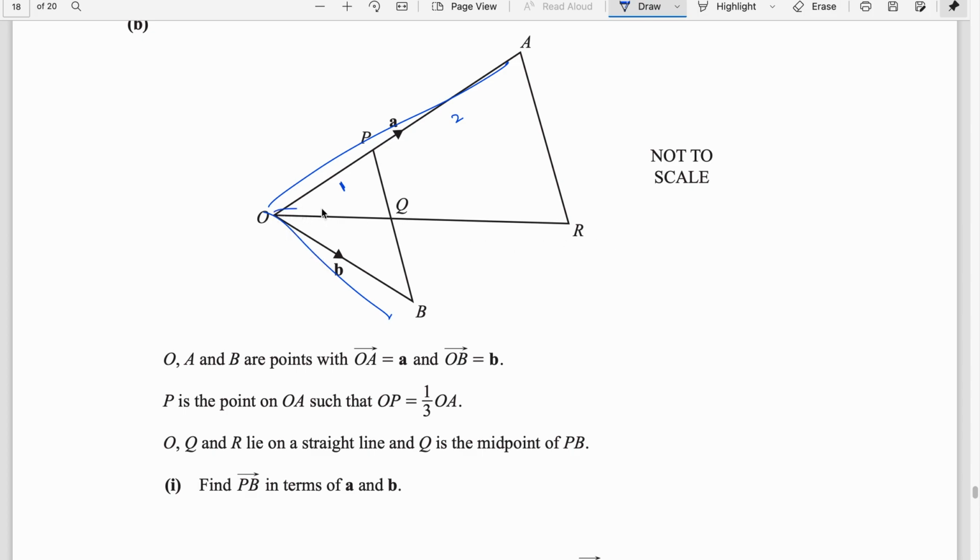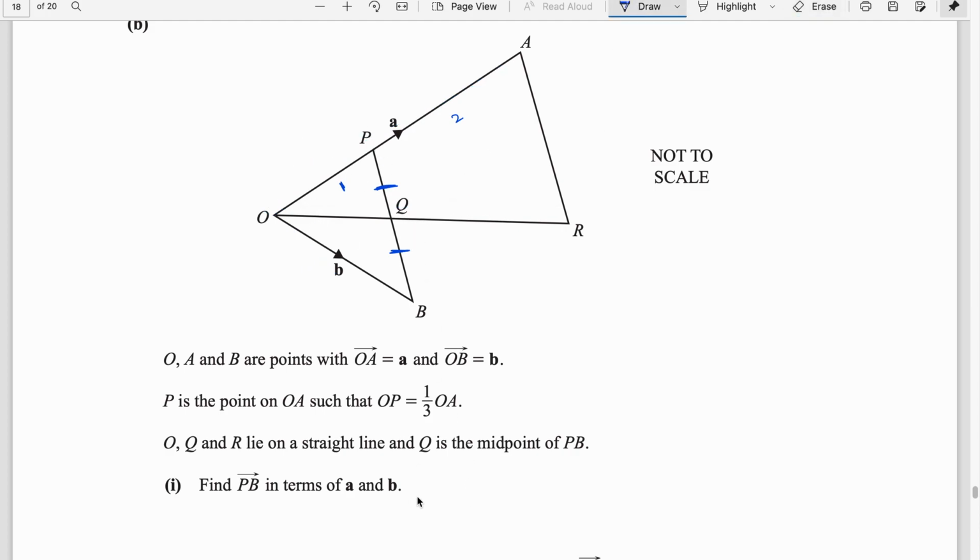OQ and R lie in a straight line. Q is the midpoint of PB. Midpoint of PB, so this length is equal to this length. Find PB in terms of A and B.